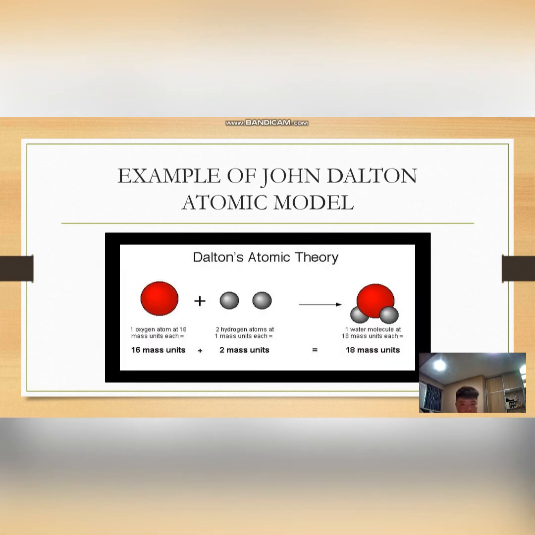These are the examples of John Dalton's atomic model. One oxygen atom at 16 mass units is equal to 16 mass units. Two hydrogen atoms at 1 mass unit each equal 2 mass units. 16 mass units added to 2 mass units equals 18 mass units. One water molecule is 18 mass units.